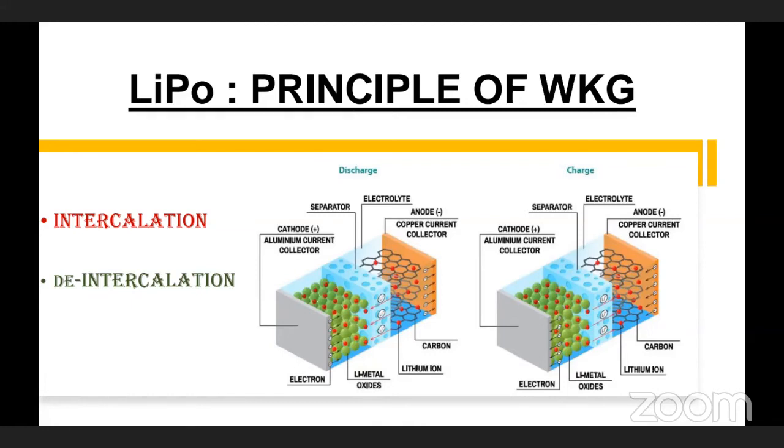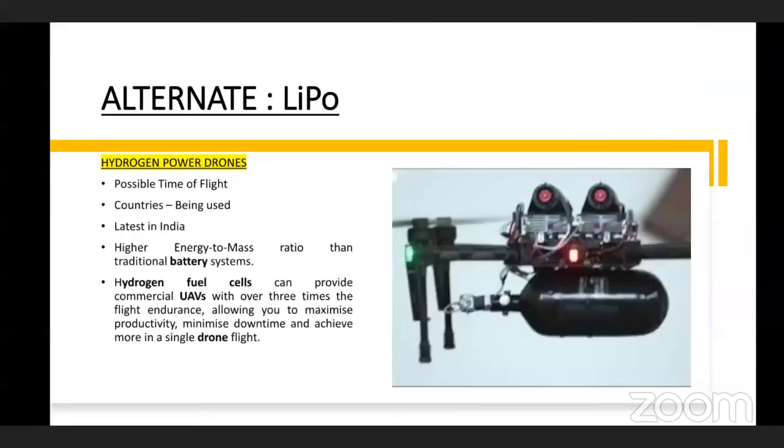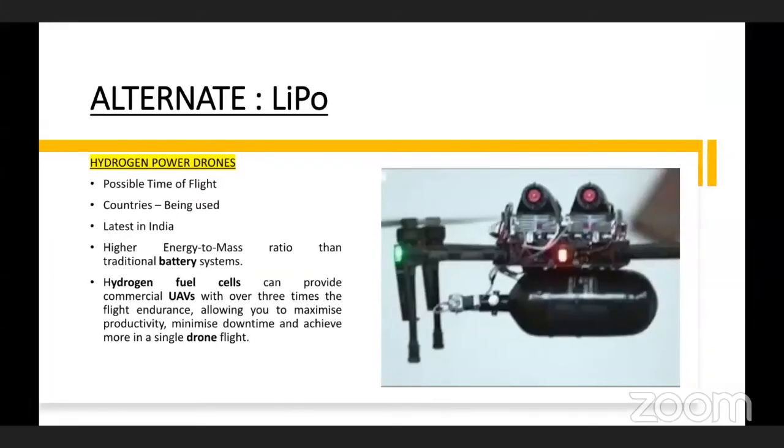There are fewer chances of it catching fire if we compare it with lithium-ion cell batteries. So this is as far as the principle of working of lithium polymer batteries is concerned. Now coming to the various alternatives of LiPo batteries, we know about these hydrogen-powered drones.